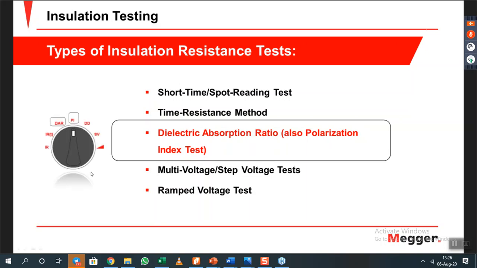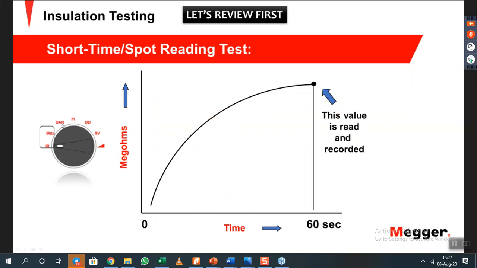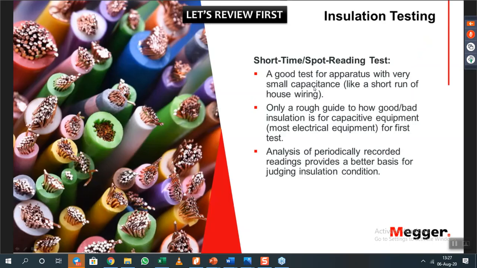And if you have our MIT or Megger insulation tester or the S1, these have the dielectric absorption ratio and the polarization index. The good thing with our equipment is that if you get this PI, then you can already have the dielectric absorption ratio. The spot reading tests are these test modes here, the IR and the IRT. Normally, we inject voltage for 60 seconds, and then we get this value at the 60 seconds.